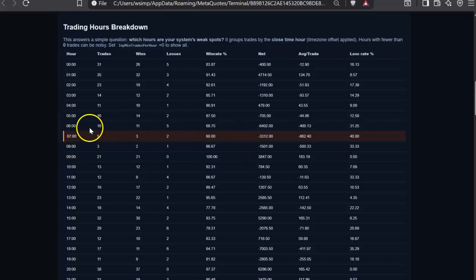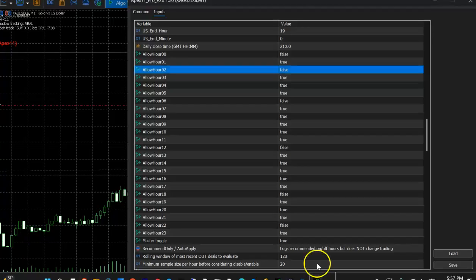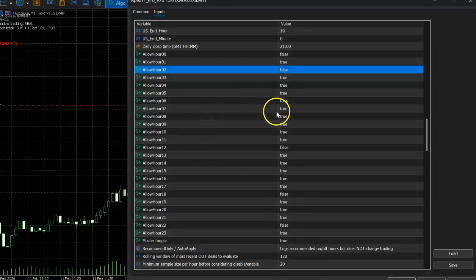6, so 6, you can see clearly, I don't think this would be a good hour to be trading. 16 trades, 11 wins, 5 losses. We'd probably want to scrap that hour. Even though it hasn't had 20 yet, just look at the loss on it. Okay, it's pretty big, so it's not really a good hour. 31% loss rate. We'd just skip that hour. So we go 6 is false.